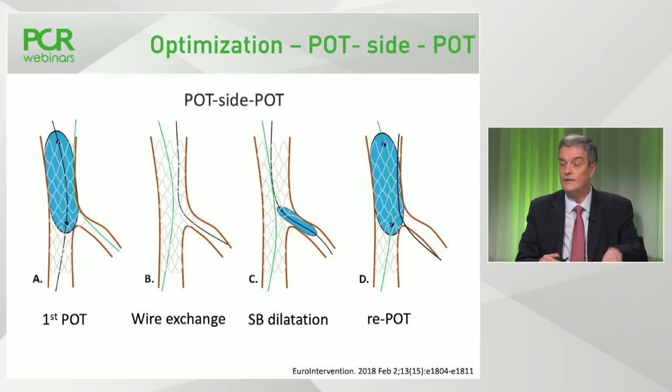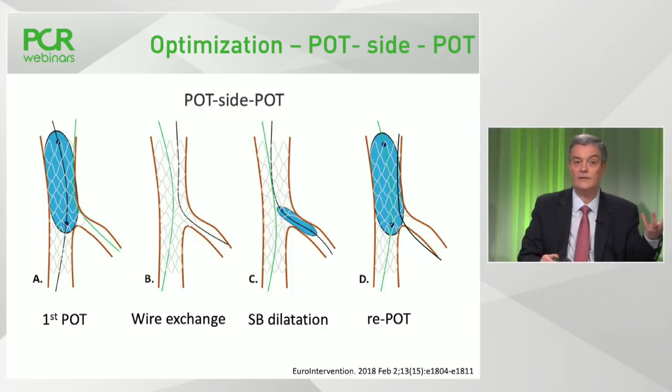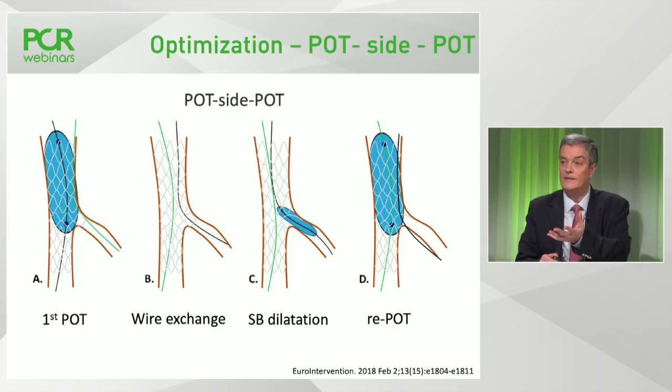We have one registry from France. It's published in Neurointervention. In that registry, we have good results, good data, but we need to collect much more, because I don't think that based on one single registry, we should recommend it as a routine alternative to kissing. This is the relevant question: should we use kissing, or should we probably replace kissing by POT side POT? I think that we still don't have enough evidence to recommend. In some side branches, which are relatively smaller, I personally accept POT side POT as an option.